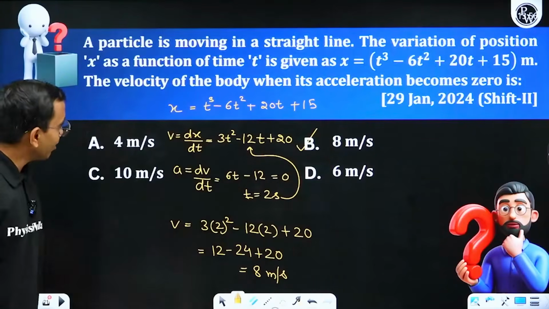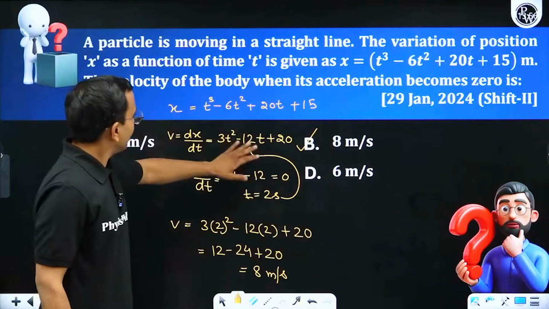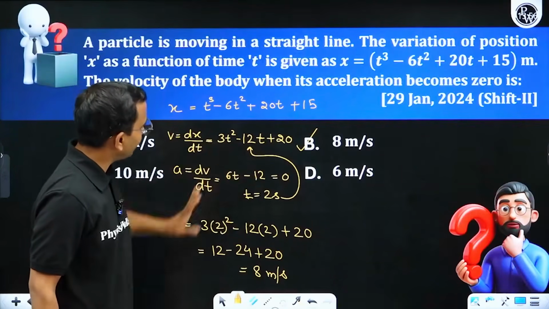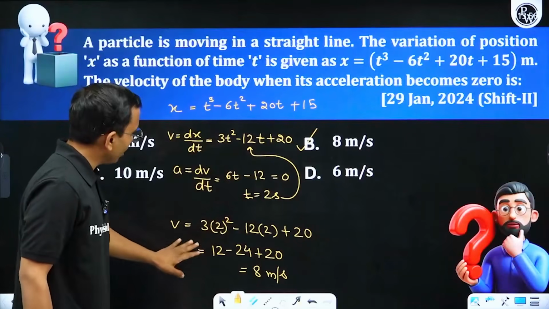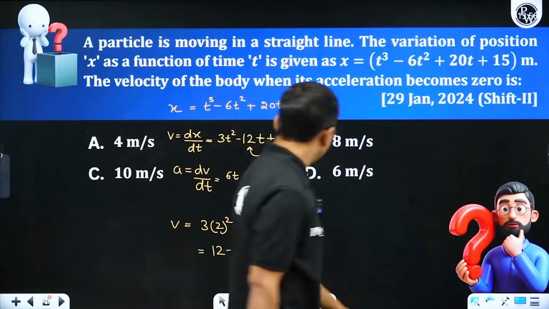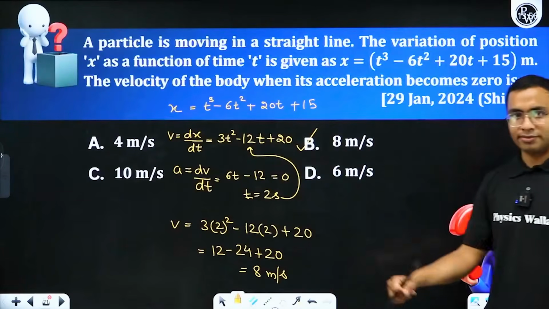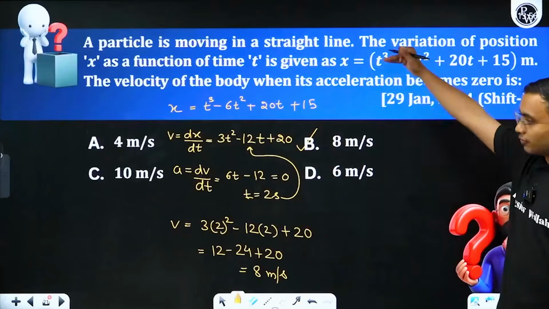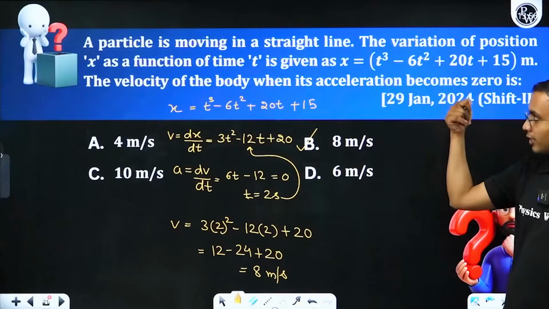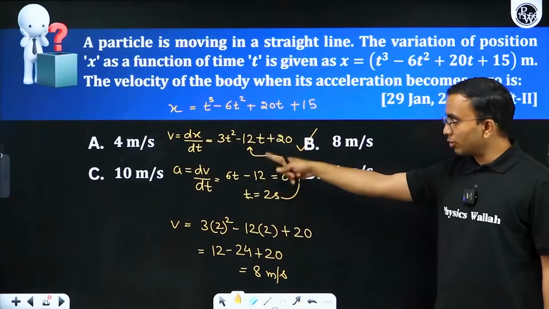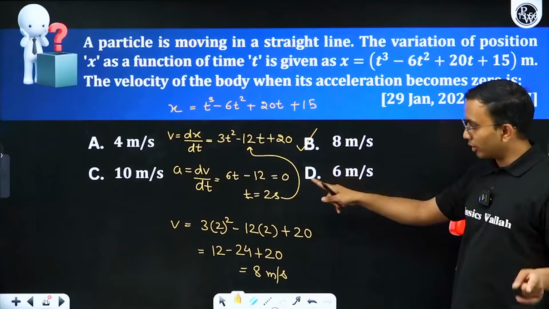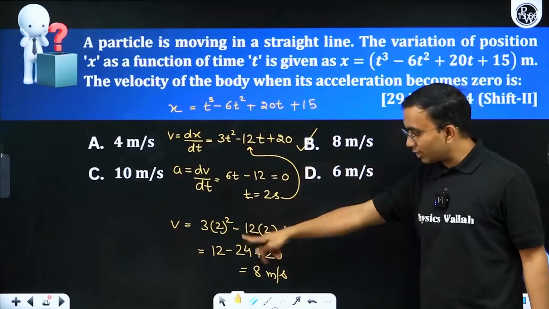Let us quickly check our calculations. I hope everything is perfect. Yes, we got t is equal to 2. The expression was perfect here. Then putting t equal to 2 there, 12 minus 24 plus 20, that becomes 8. Yes, this is correct. So we got B as the correct answer here. So first differentiate, got velocity, again differentiate, got acceleration. It was saying acceleration is 0. I put acceleration 0, got time equal to 2 seconds. It was asking velocity at that particular instant, put that instant in velocity, got my velocity.